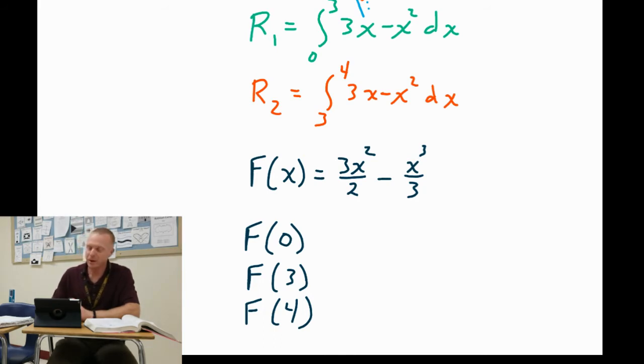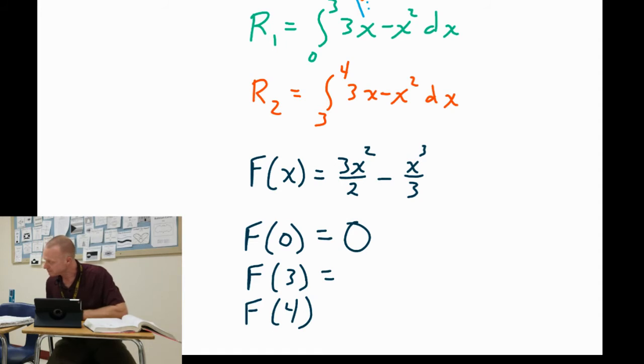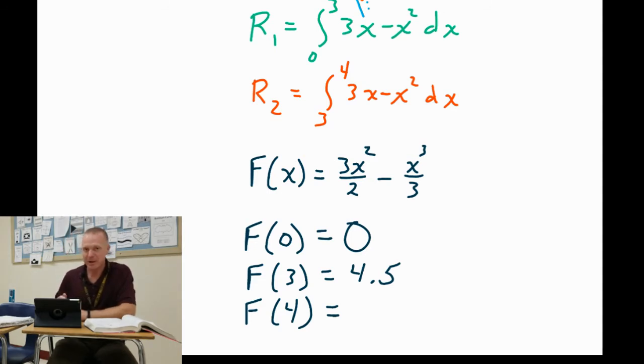Okay, so are you doing this on your own, or are you waiting for me? You're going to plug in 0. That's pretty easy. When you plug that in, you just get 0 minus 0. So it just comes out to a big old 0. When you plug in 3, it comes out to be 4.5. I'm going to use decimals today. And when I plug in 4, it looks like my notes say that I get 2.67.